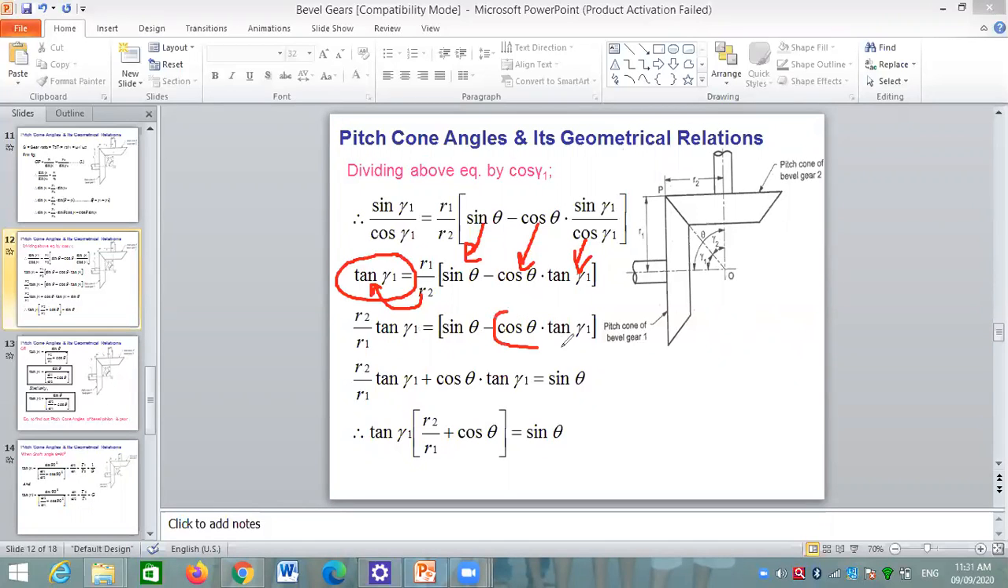We will transfer this cos of theta into tan of gamma 1 on this side. Here they are minus. If we move this on the left hand side, then it will become plus. Therefore, this term is right at its place, and this minus cos of theta into tan of gamma 1 becomes a positive. Therefore, r2 upon r1 into tan of gamma 1 plus cos of theta into tan of gamma 1 is equal to sine of theta. Okay, and if we take tan of gamma 1 common from this term, then tan of gamma 1 into r2 upon r1 plus cos of theta is equal to sine of theta.